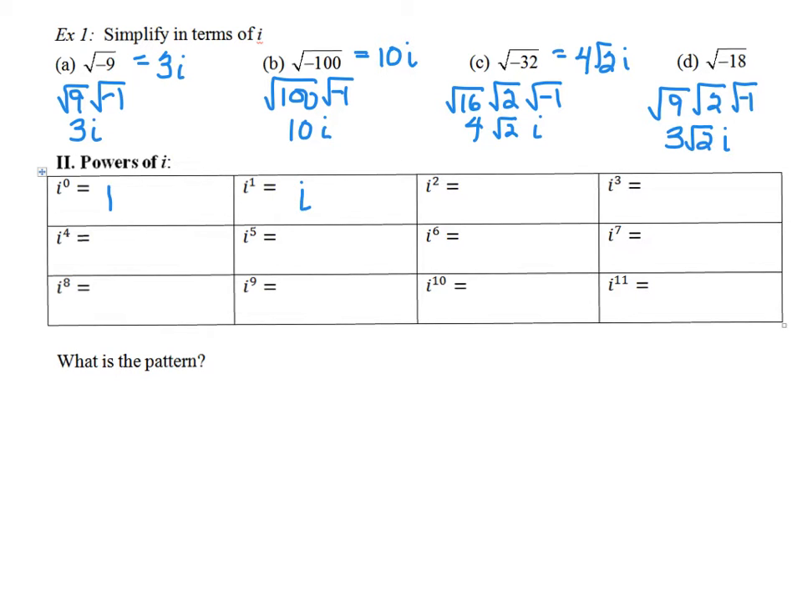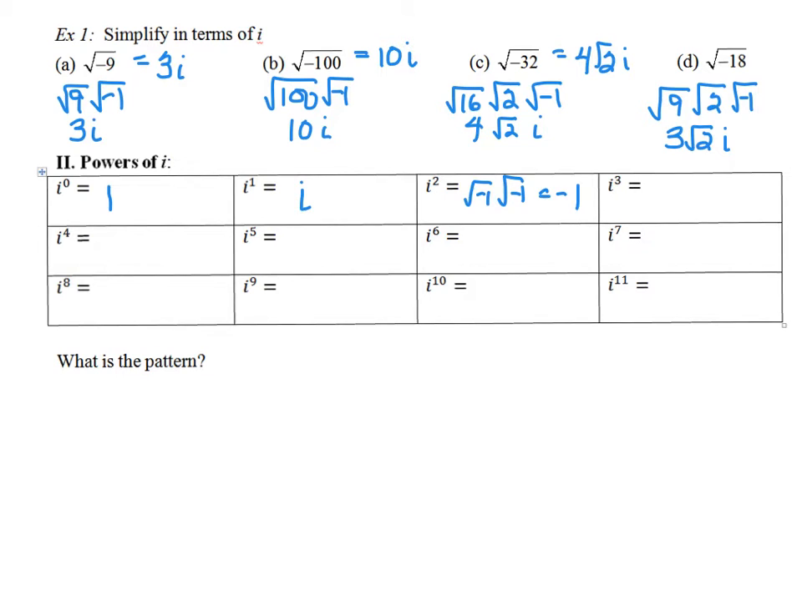i to the second power means that I'm really multiplying the square root of negative 1 times the square root of negative 1. Now, don't be tempted to multiply those negative 1's together. Instead, we think about this as when I multiply two radicals together and the radicals have the same radicand, the answer is just that radicand. So i squared is actually equal to negative 1.